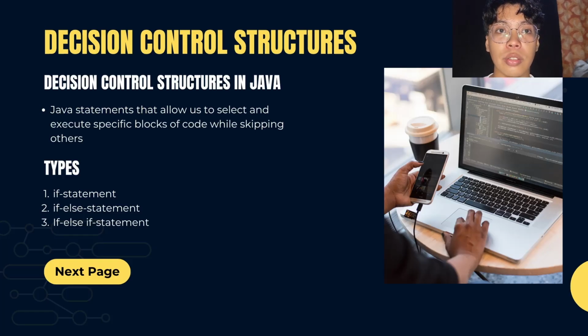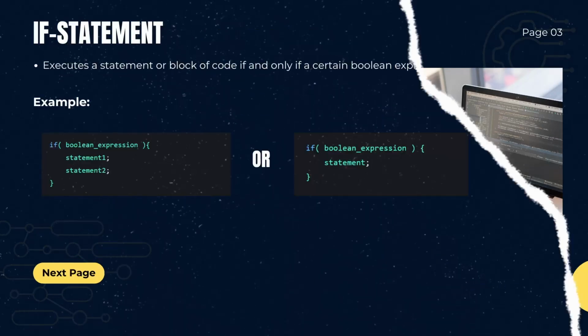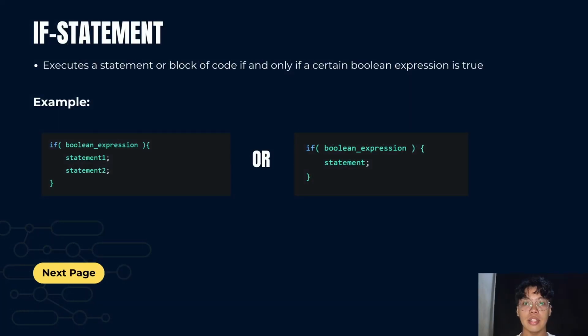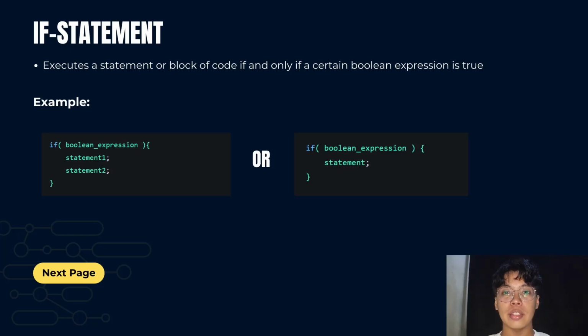Repetition control structures, on the other hand, allow us to repeat actions until a condition is met, like looping through numbers or repeating a task until the user quits. If statement: execute a statement or block of code if and only if a certain Boolean expression is true. So, let's make an example.